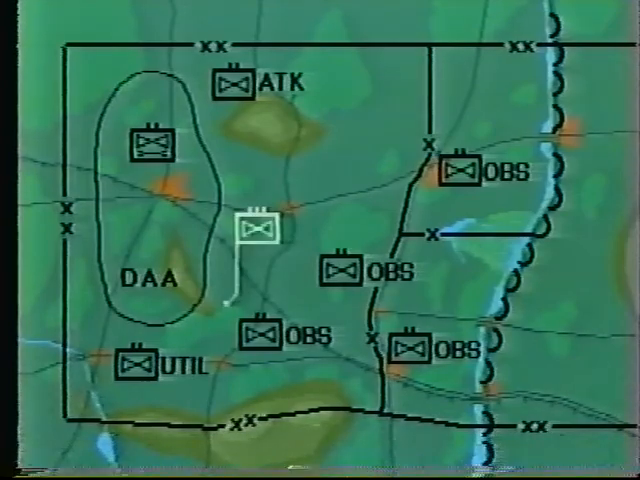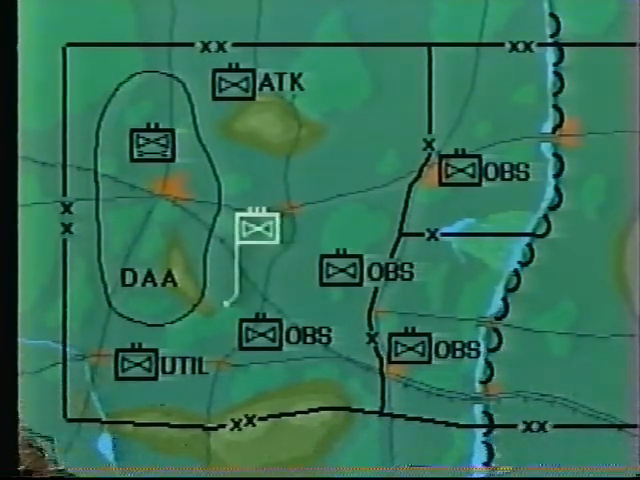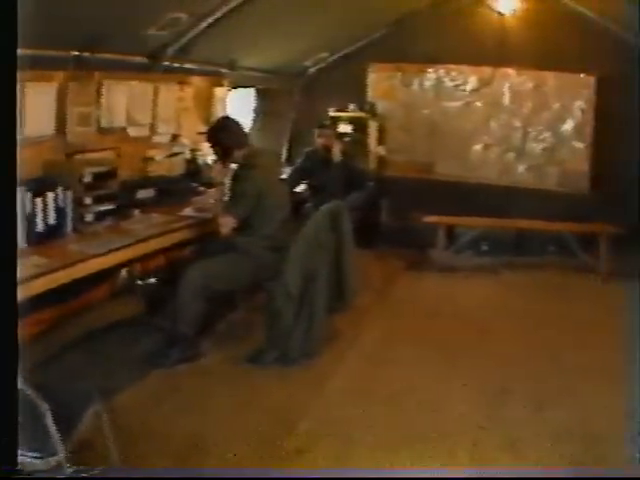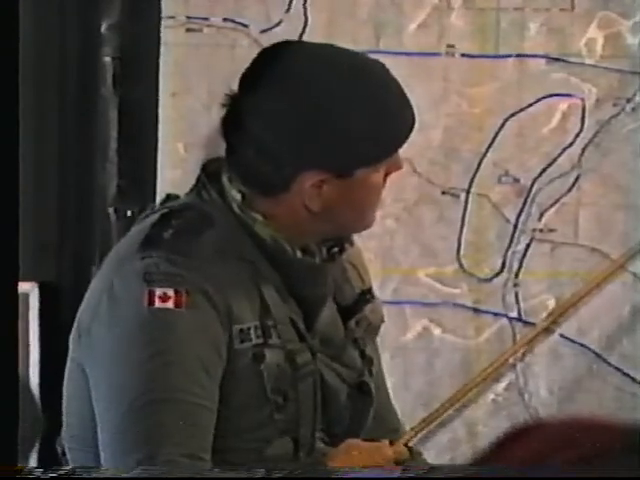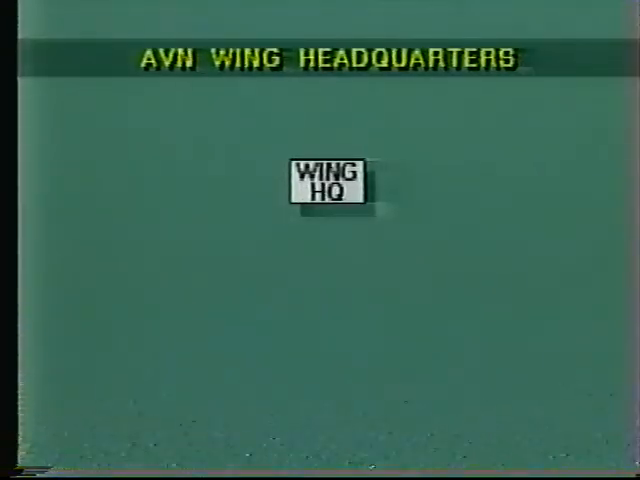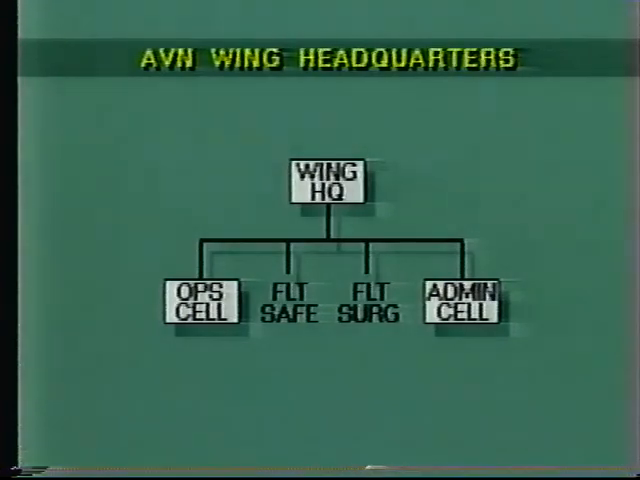The Tactical Aviation Wing headquarters is independent from other headquarters and units. It provides the necessary command structure for controlling wing resources in response to the division commander's priorities. The wing headquarters is organized into an operations cell, an administration cell, and flight safety and flight surgeon advisors who report directly to CD Aviation.